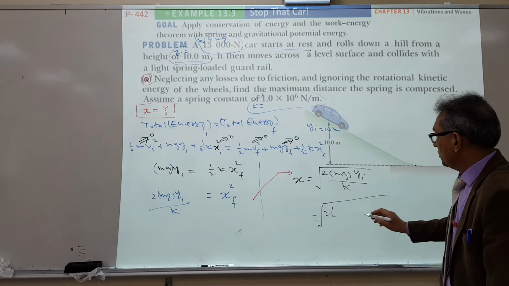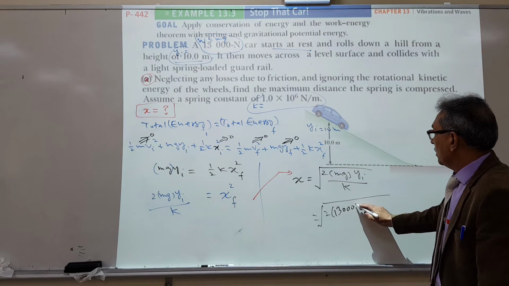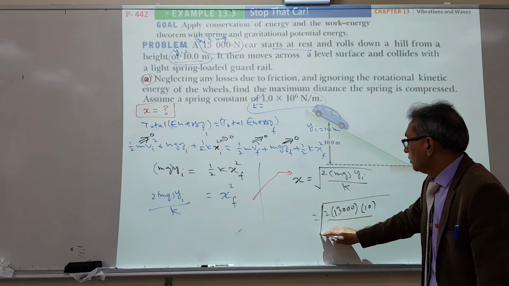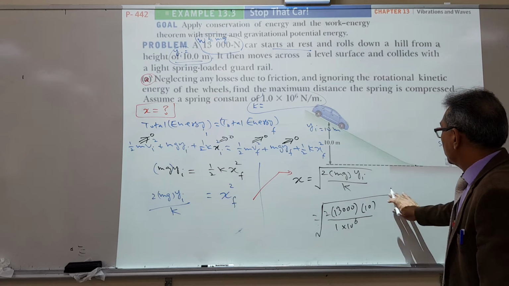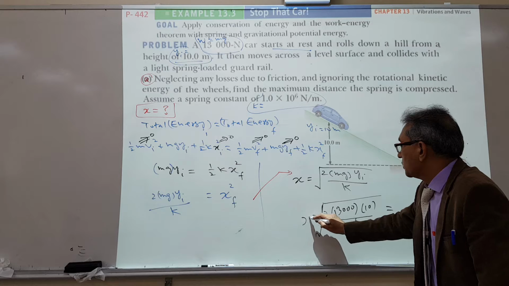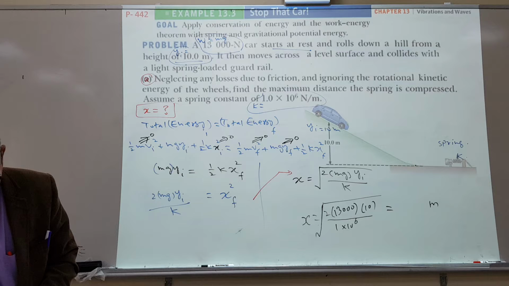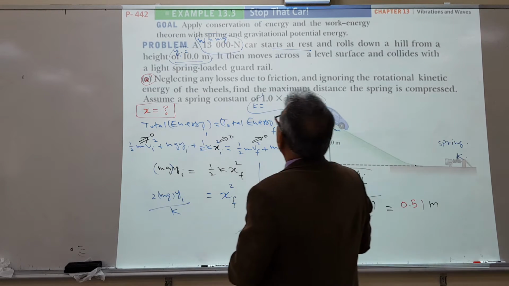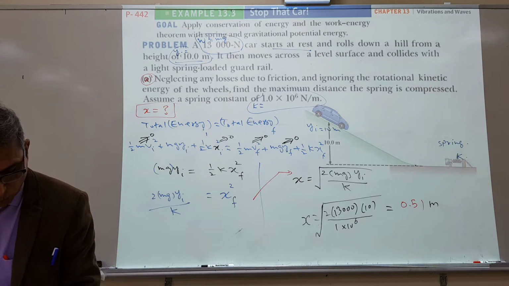It is already given to you as weight, not the mass. Mg, 10, and k, 6. So you get x is equal to, how many meters? 0.5. Okay, so this is your compression once the car reaches down.